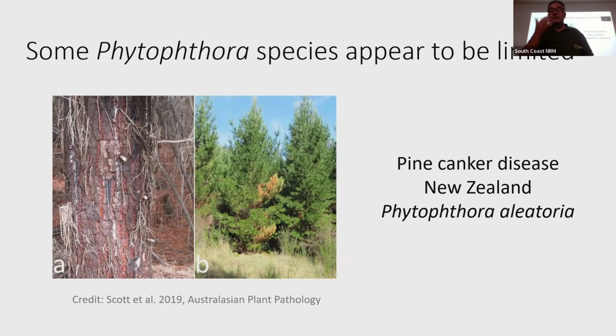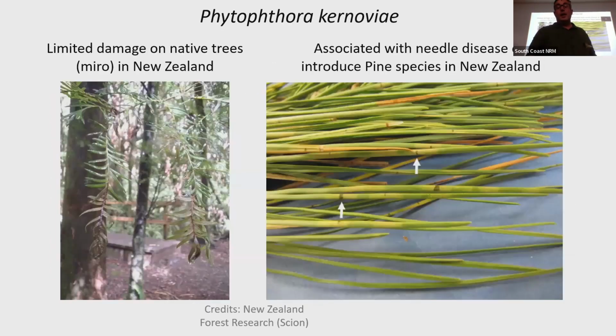So this is an example. This is Phytophthora aleatoria, which is a Phytophthora that's localized largely to parts of the South Island of New Zealand and in nurseries throughout New Zealand. But at the moment, it appears only to affect pines, and it only seems to cause disease under very, very specific environmental conditions.